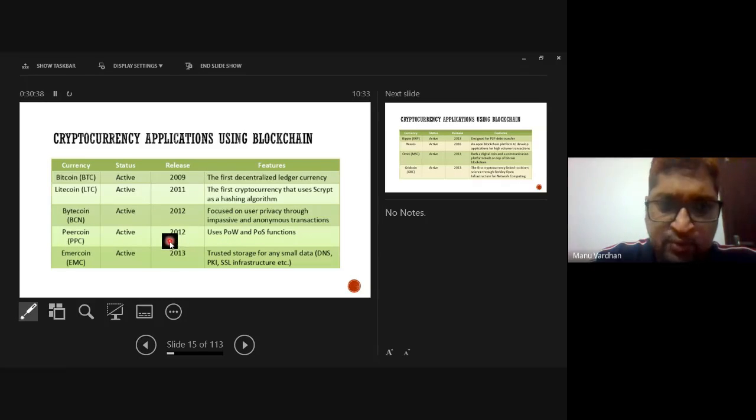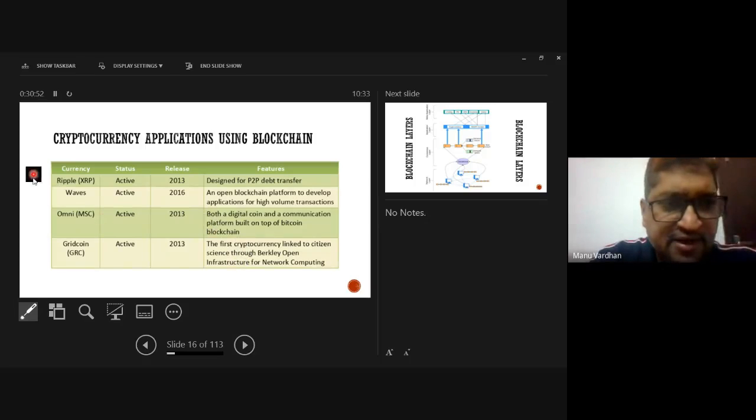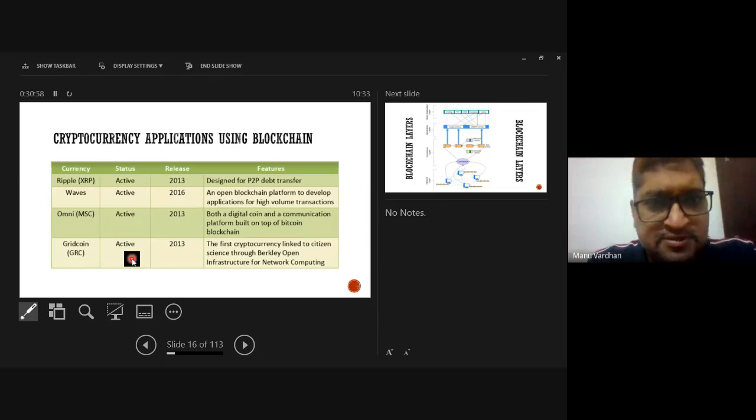Then we have Peercoin. It was released in 2012. It uses proof of work and proof of stake functions. This we are going to discuss in the upcoming slides. Then we have Emercoin. It was released in 2013. Similarly, we have Ripple, Waves, Omni, and Gridcoin. So these are a few of the cryptocurrencies which are used to perform transactions on the blockchain.